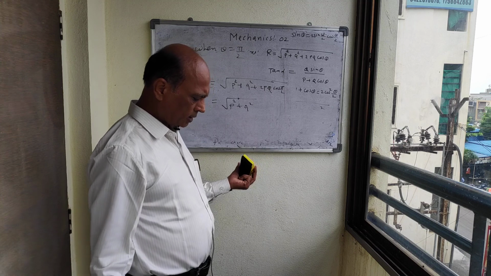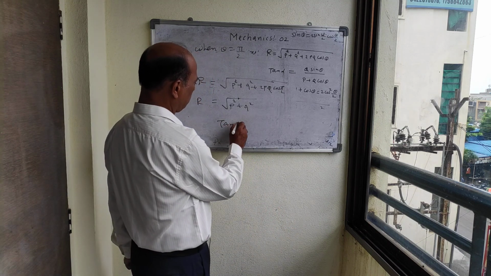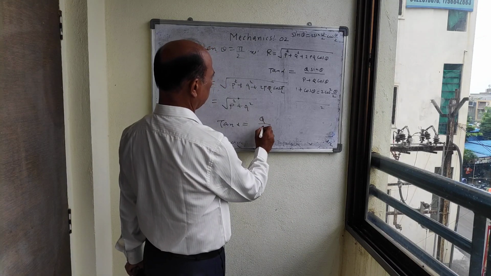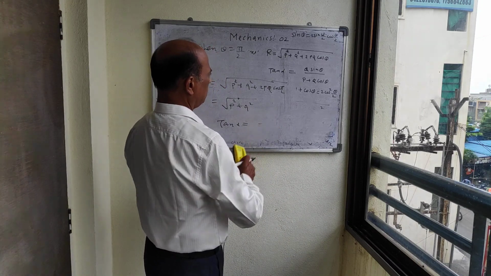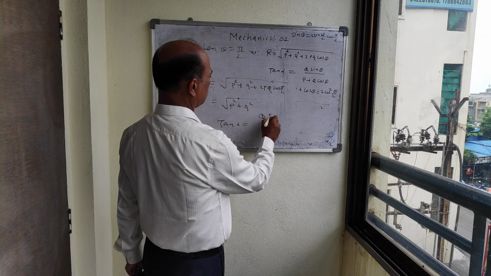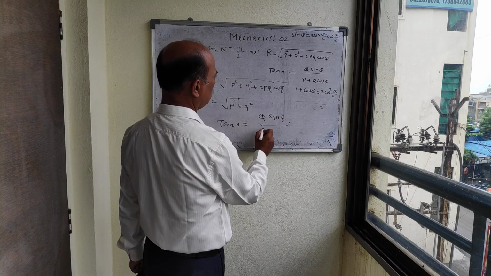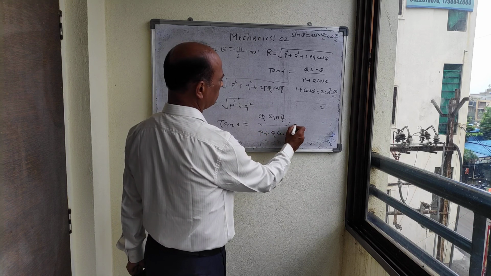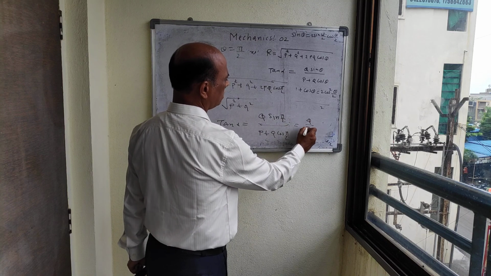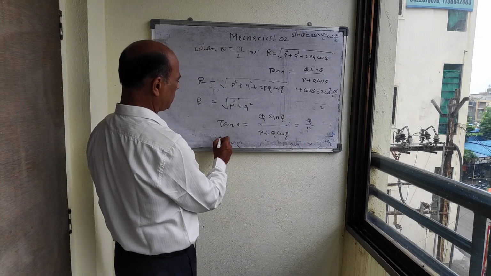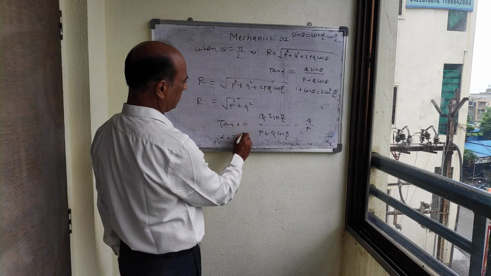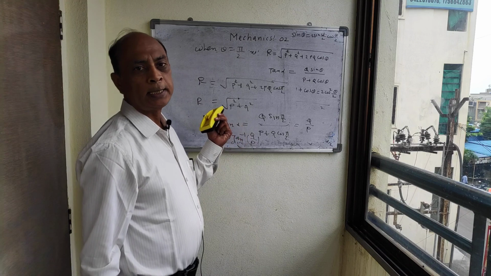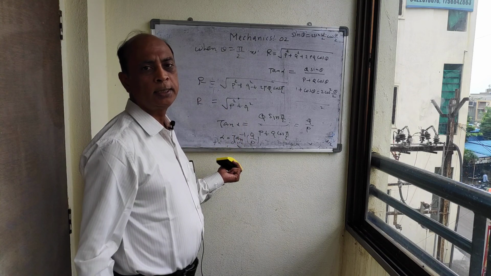Now what about direction? Here the direction will be tan alpha, that is equal to just q by p. How q by p? See, q into sine of pi by 2 upon p plus q cos of pi by 2. Cos of pi by 2 is 0, sine of pi by 2 is 1, and that is equal to q by p. So in this case we can write alpha is equal to tan inverse of q by p. So this is the direction of the resultant in this case.